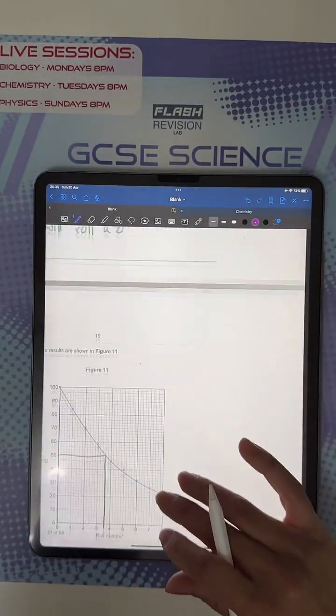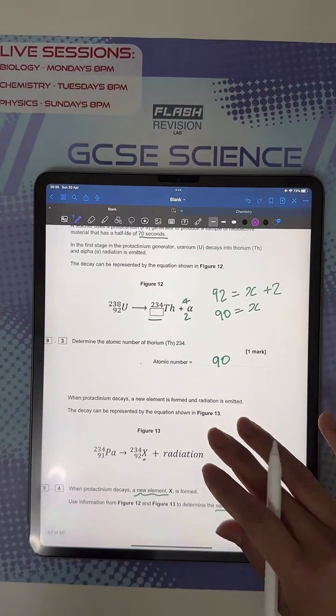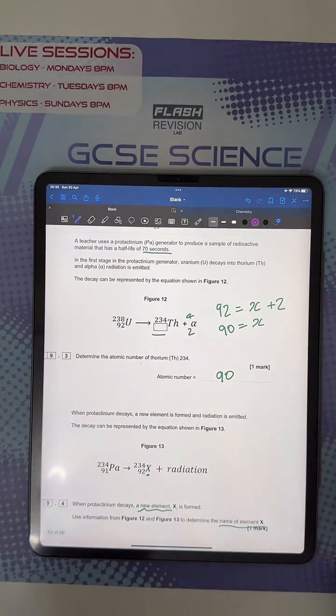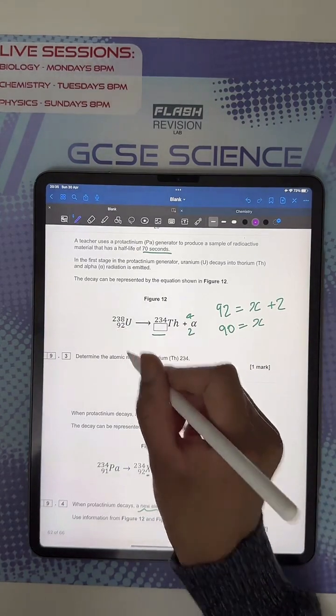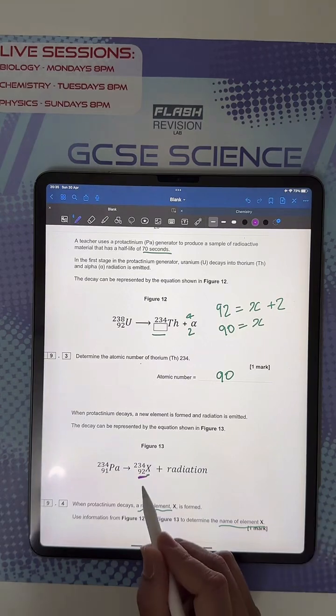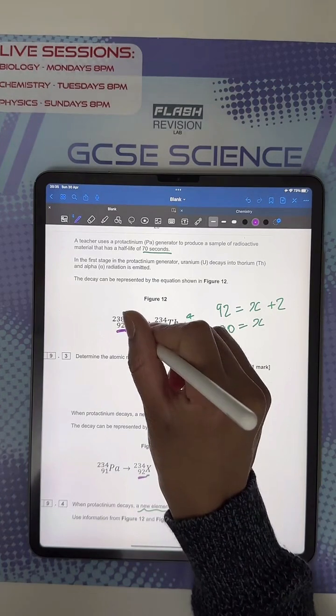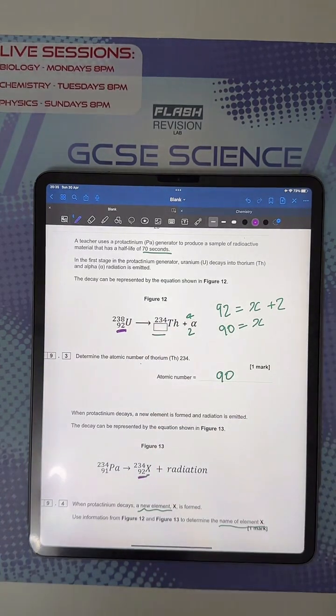So now the question is, how do we know it's uranium? We know it's uranium because they've pretty much told us in the question up here. What you need to spot is that this has an atomic number or proton number of 92. The only other thing that has 92 is here, and they tell us that is uranium. So whenever you have anything with a proton number of 92, it's always going to be uranium.